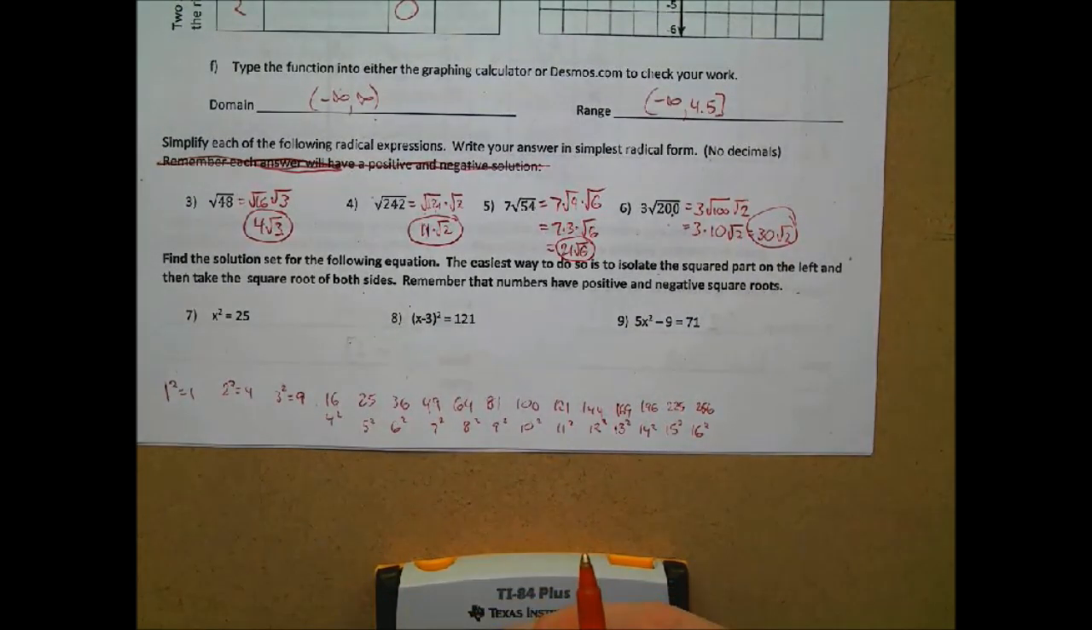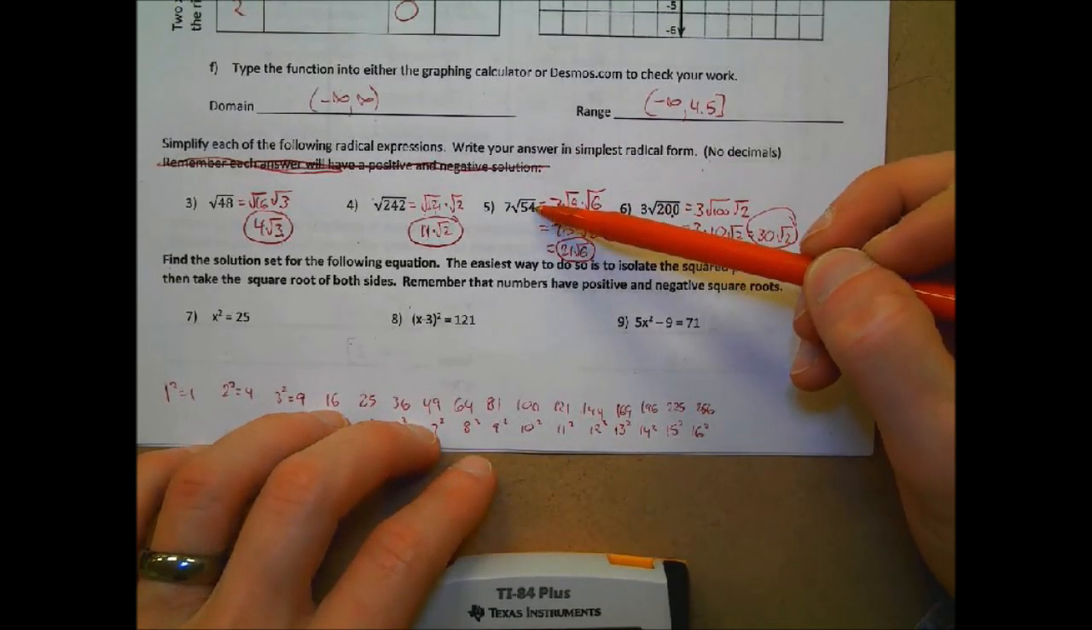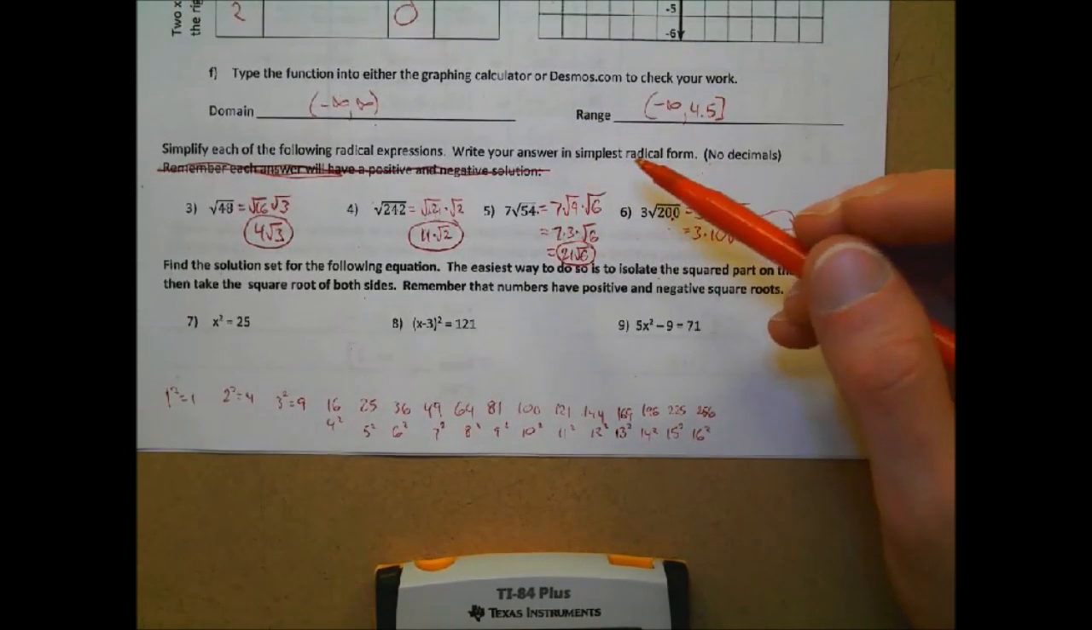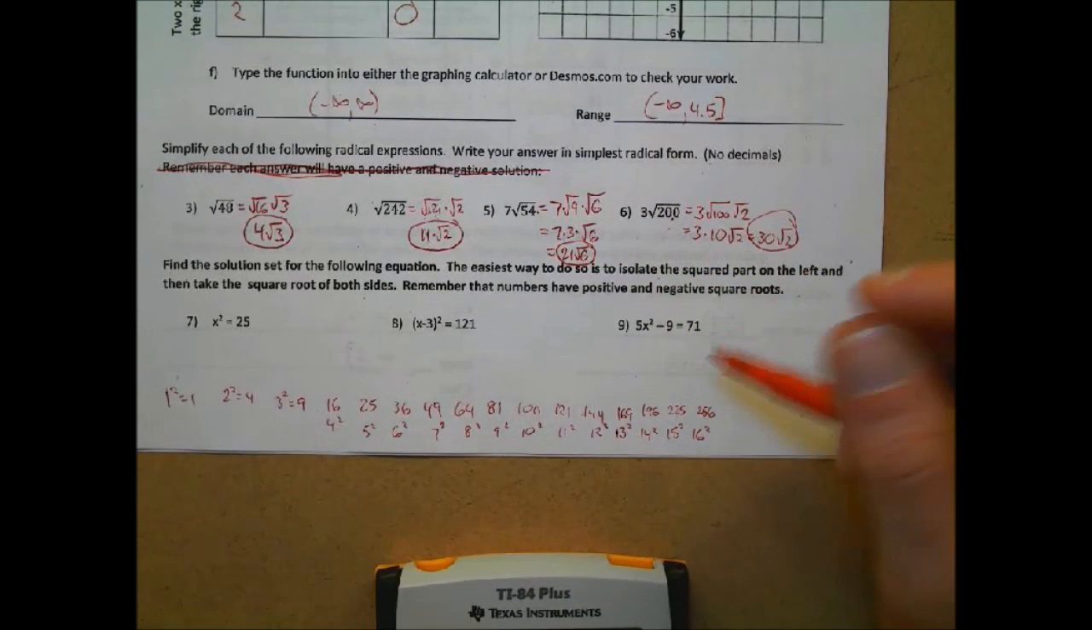Okay? Questions on any of that? That's simplest radical form. We first check to see if it is a perfect square, and if it is a perfect square, we know we're done. If it's not a perfect square, then we need to see if we can divide that number by any perfect squares. Okay? And then simplify.